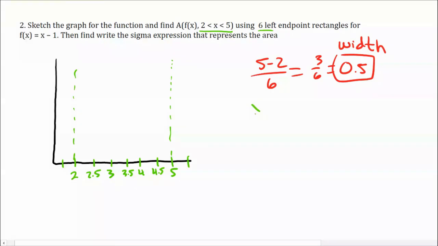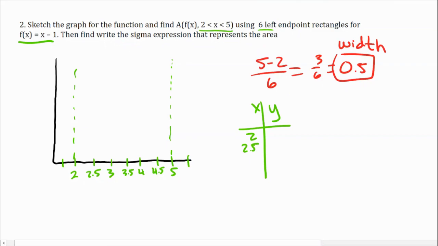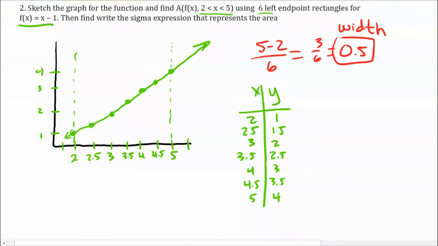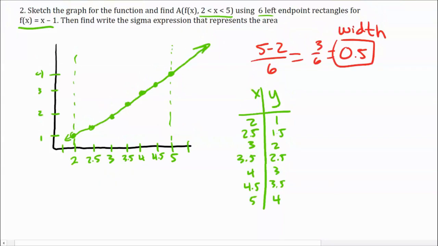Now I'm going to use an x and y table just to plot these points for me using my function f of x here. So I got my 5 and I'm going to find all the y values here. Okay, so I used my x and y table to find all those points. I plotted them on my graph here. Now going forward, I am going to start breaking this up into different rectangles. So in this case here, because they're left endpoint, I'm using the left sides as my heights.